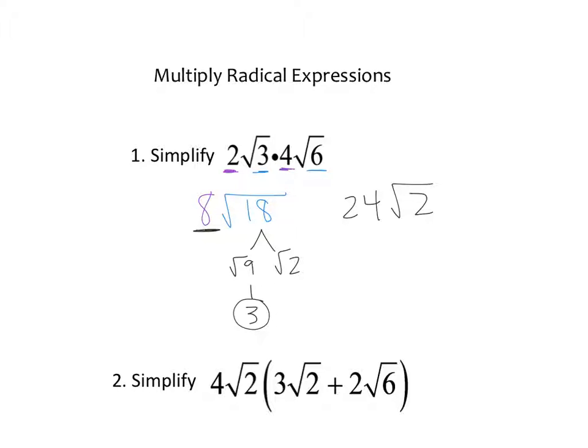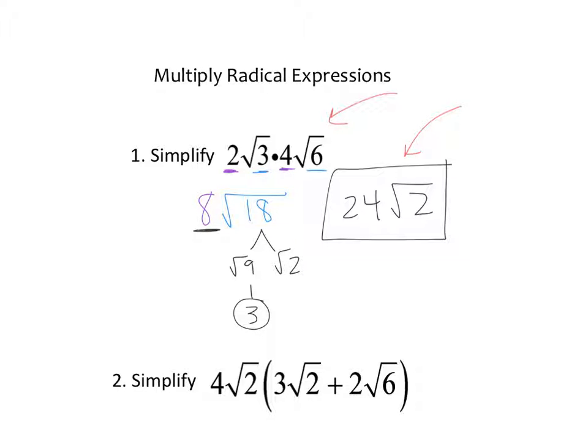for my final answer. And again, I could check this by typing into my calculator the original problem here of 2 square roots of 3 times 4 square roots of 6, and type in to my calculator 24 square roots of 2, and I should get the same answer in my calculator, same calculation, which you will. So this is our final answer.